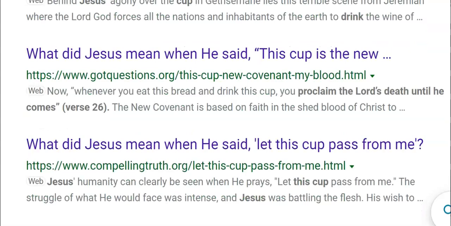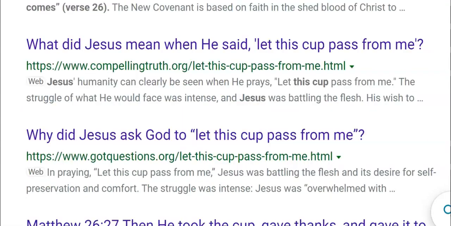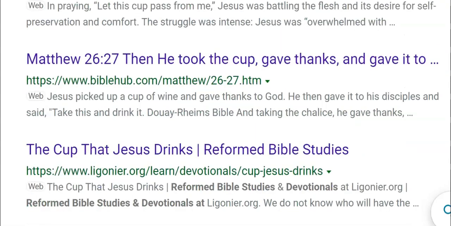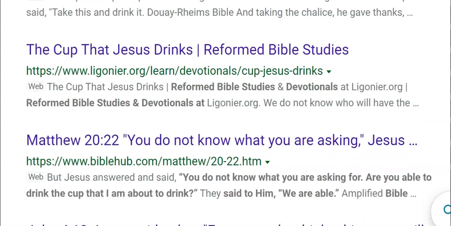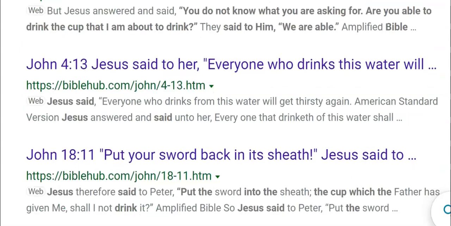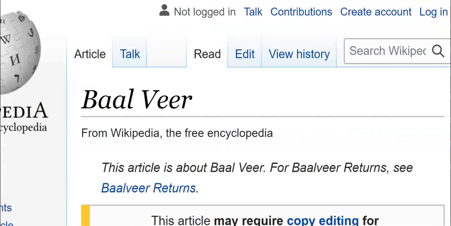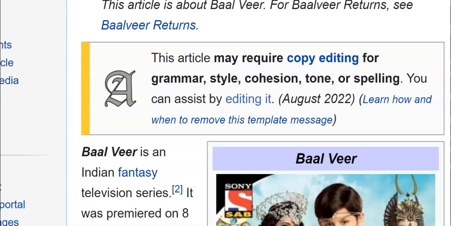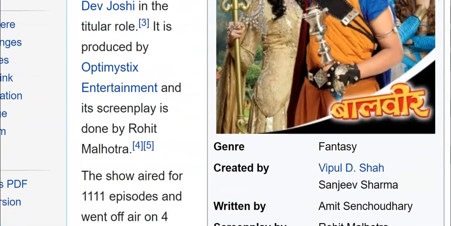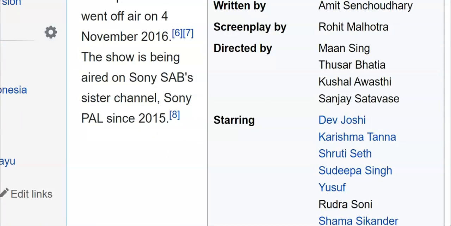And the new covenant is based on faith in the shed blood of Christ. Let this cup pass from me. So loads of cup drinking and blood and tea and everything like that. So you got Baalveer, which is an Indian fantasy television series. So we're talking about Ball Earth type of thing, they've gone on about Ball Earth. You're talking about Bull Earth, and tea drinkers Earth.